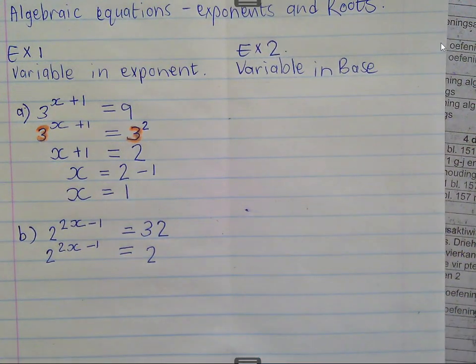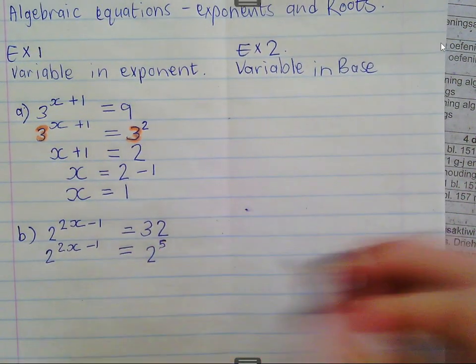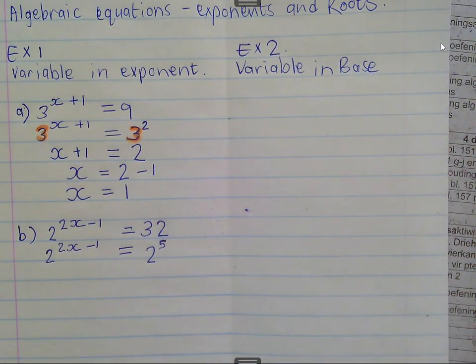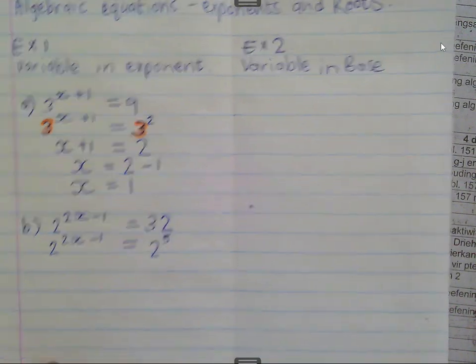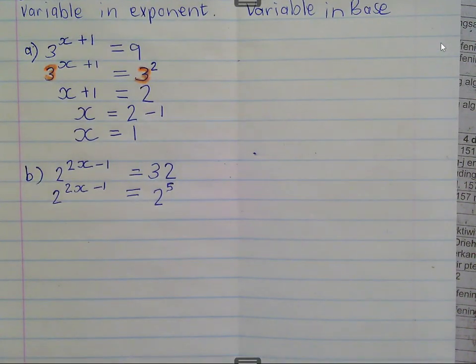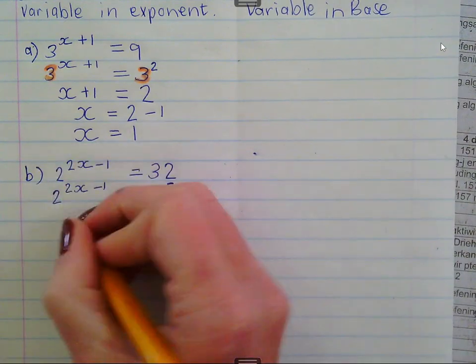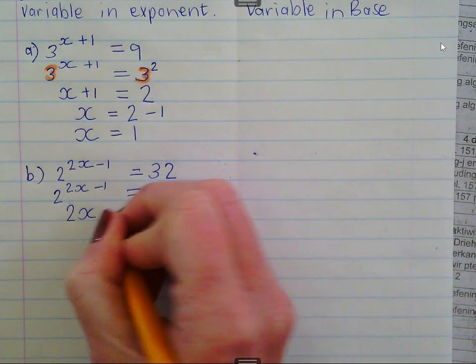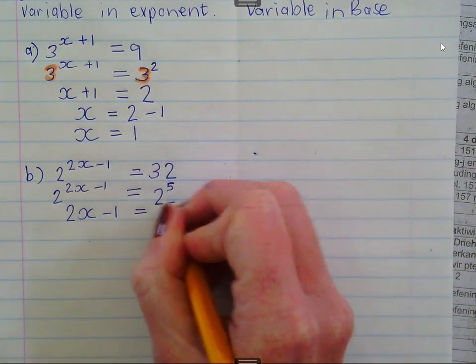Now if you don't know, then you use your calculator or you use your head. No? Let's use our heads. 2 times 2 is? Times 2 is? Times 2 is? Times 2 is? 32. And I saw many of you were showing me 5 already before having to calculate it. It's 2 to the power of 5. And when my bases are the same, I throw them away. So I have the sum 2x minus 1 equal to 5.